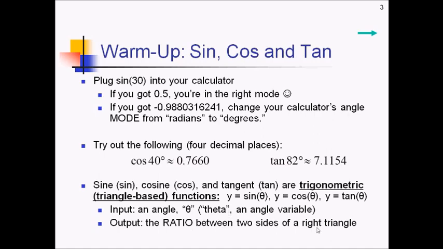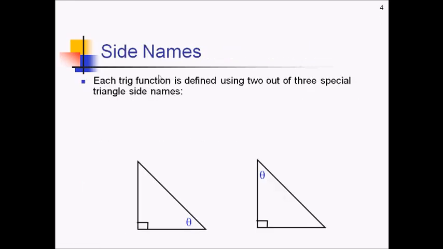What we are getting back is the ratio between two sides of a right triangle that has the angle that you just plugged in. So you might remember with 30, 60, 90 triangles and 45, 45, 90 triangles, they all had their own special ratios. But it turns out every right triangle has special ratios. And these sine, cosine, and tangent functions are going to give us access to those special ratios. Each of those trig functions we just saw is defined using 2 out of 3 of our special triangle side names. Here are the 3 names.